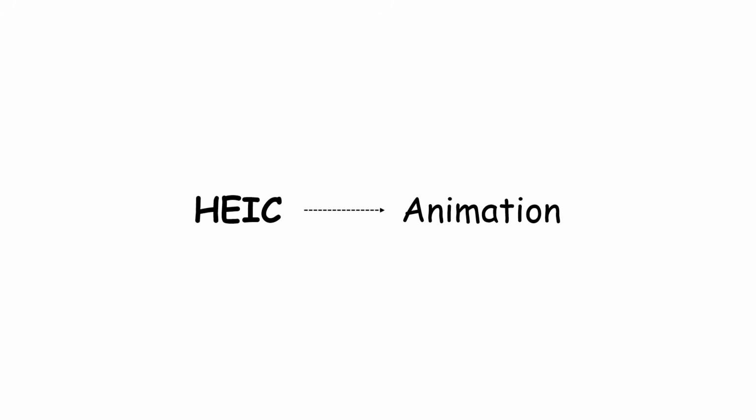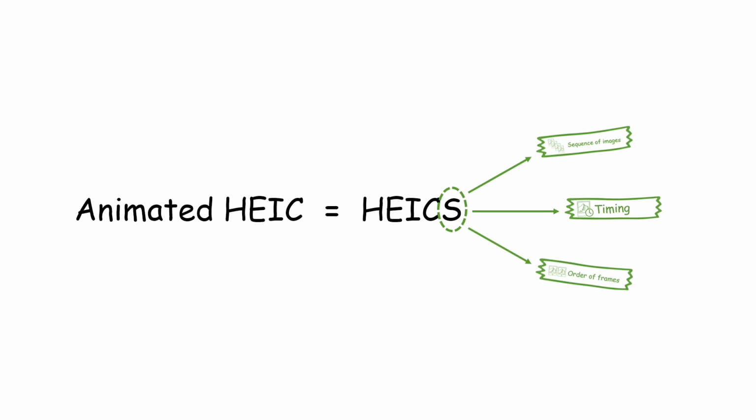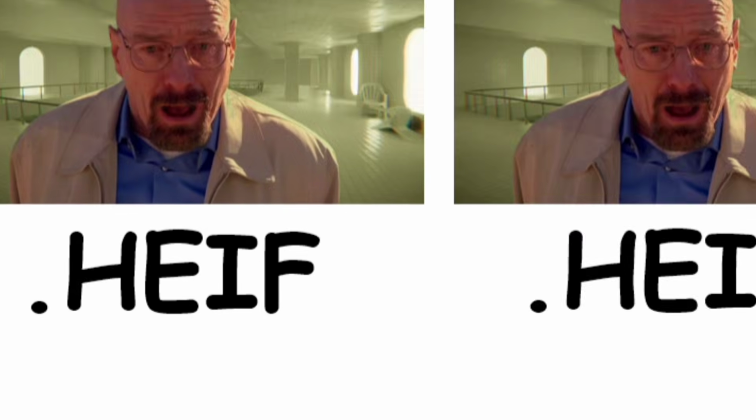This format does not natively support animation, but again, thanks to the HEIF container, which can store a sequence of images inside itself, animation can be added to it as well. Animated HEIC files are often seen with the HEICS format, where the S at the end refers to the sequence of images inside it, as well as the essential information needed to play the animation.